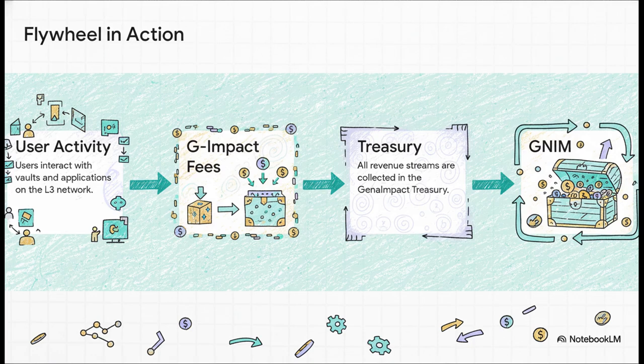And here's how that flywheel actually spins. Step 1, you, the user, do stuff. You deposit funds, you interact with the apps. Step 2, every single one of those actions generates gas fees in GImpact. Step 3, all those fees get collected in the GenaImpact treasury. And now for the magic, step 4, the treasury uses those funds to buy back GNIM tokens from the open market. This creates a constant buying pressure, increasing its value. It's a beautiful, self-sustaining loop.